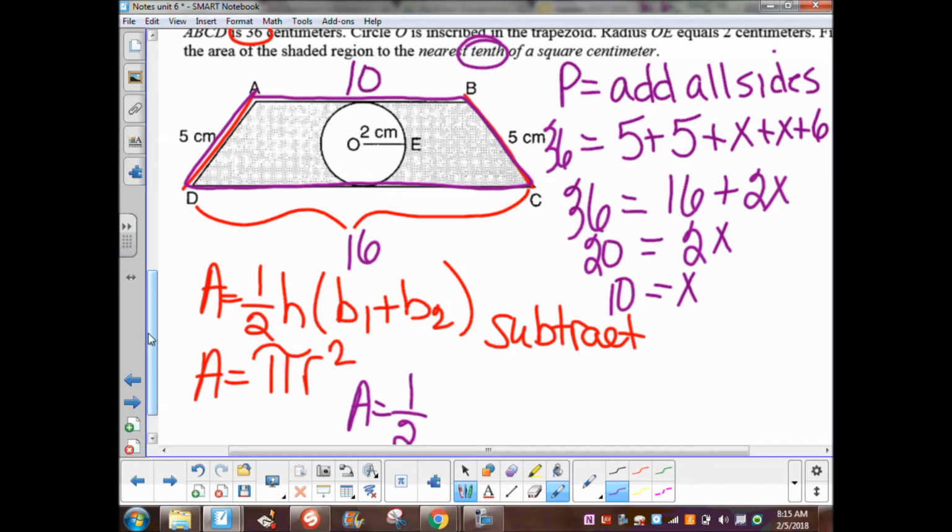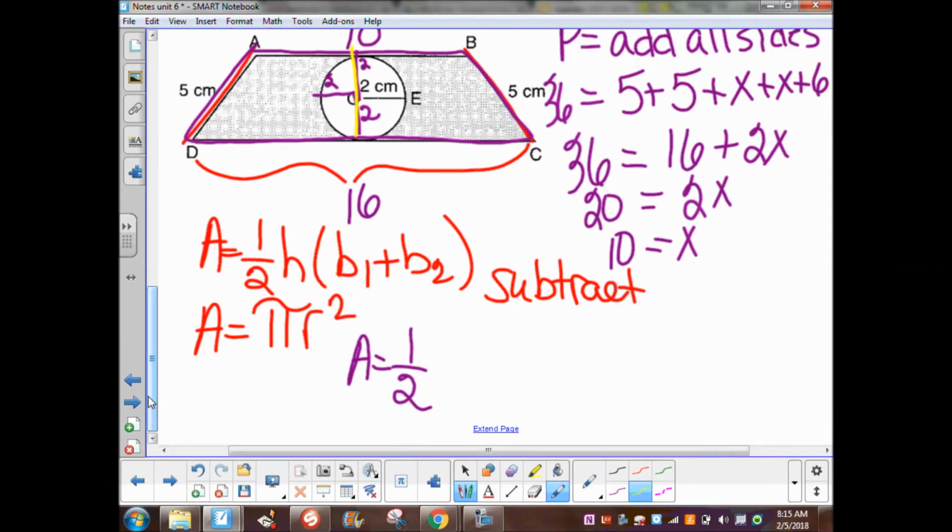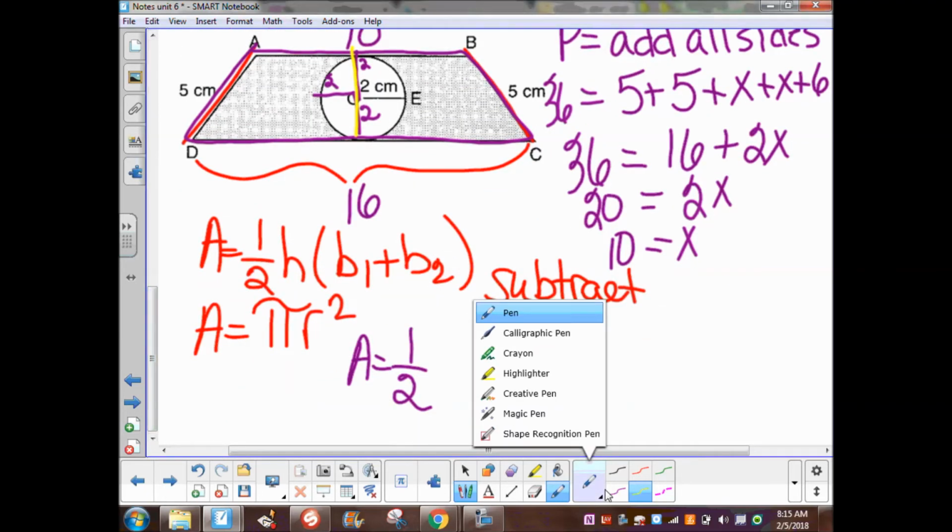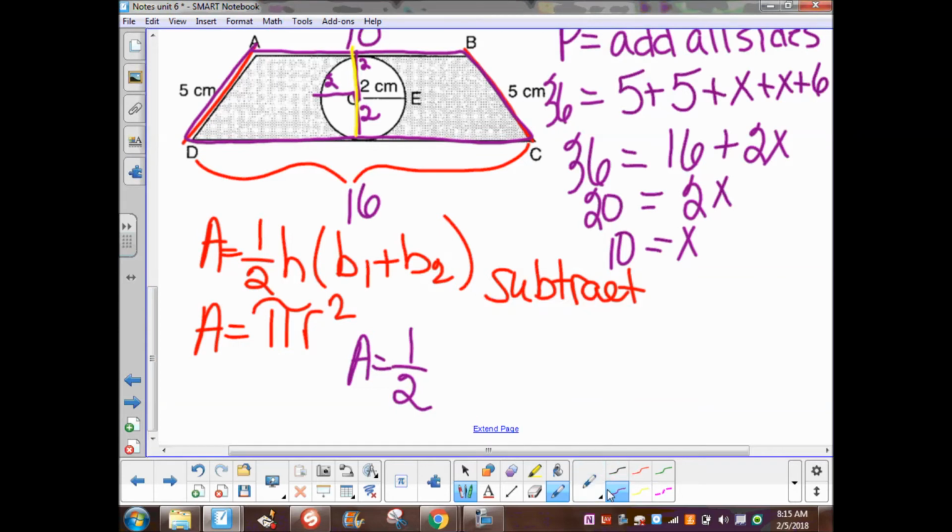Guys, if this radius is 2, that means this radius is 2, that radius is 2, and that one's 2. So if I look at all of this, 2 plus 2 makes the height what? Yep, I was absolutely correct. So I know that my height is 4, and base 1 plus base 2. After doing that calculation, you should end up with 52.